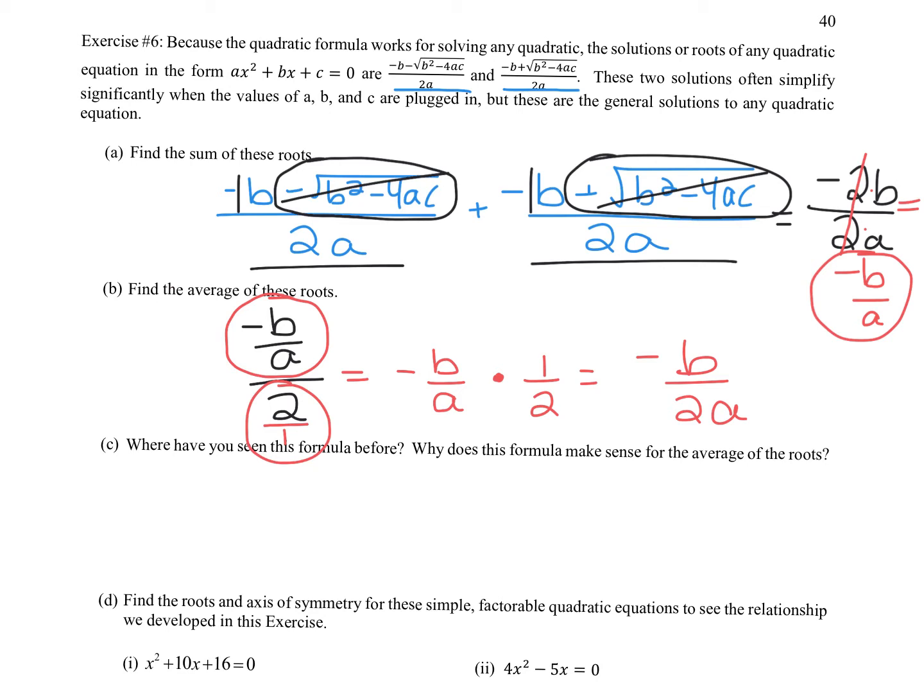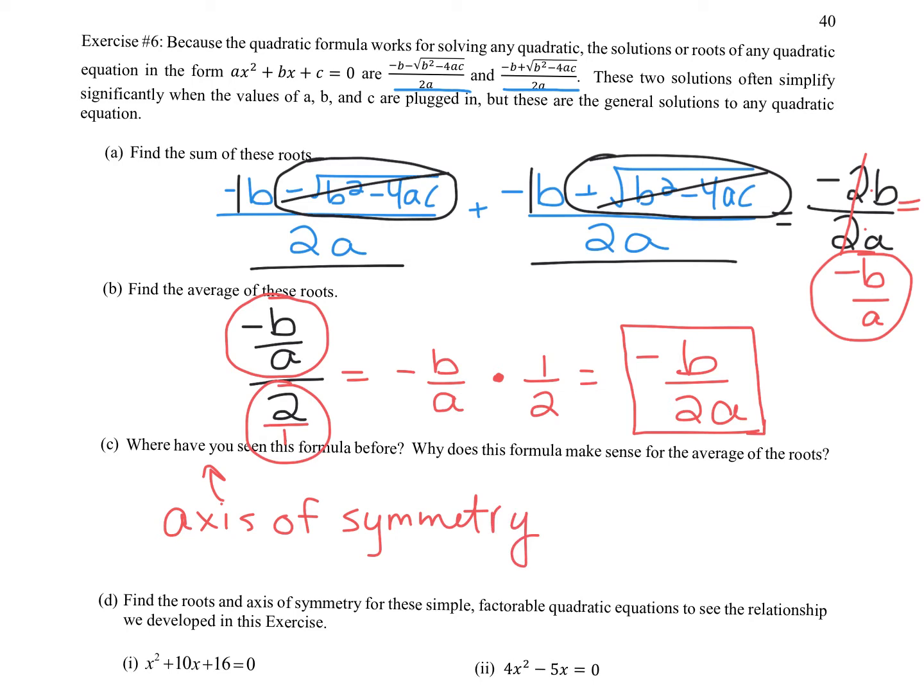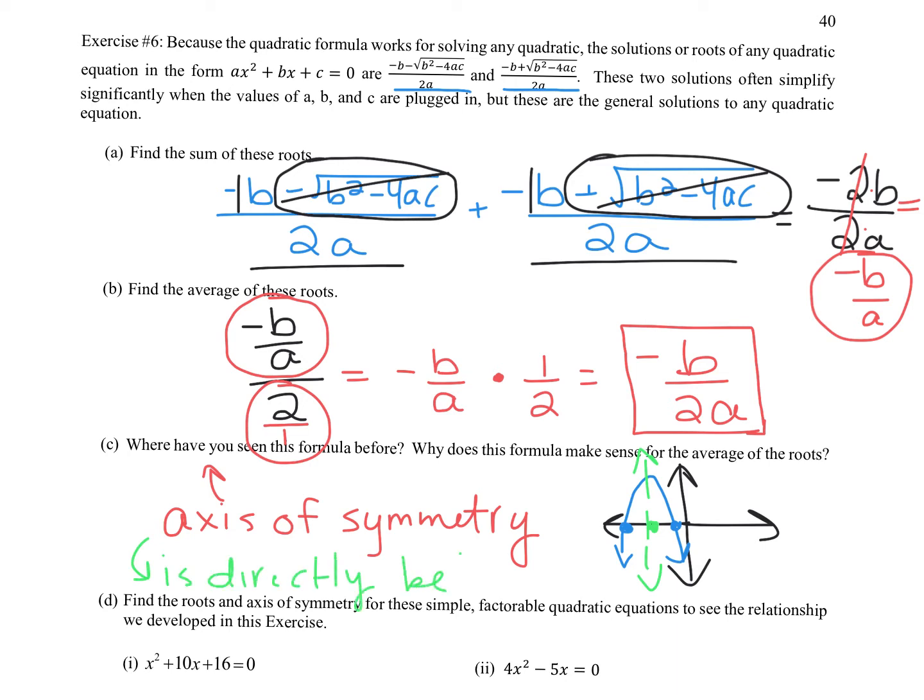So the question is, where have we seen this average formula before? And why does this formula make sense for the average of the roots? So hopefully you noticed from earlier in the unit that this is the formula for the axis of symmetry. And if we draw a little graph, you can draw any quadratic that crosses the x-axis anywhere you want. So if these are my two roots, the axis of symmetry is always the average of them, right? It's directly in the middle, and that's part of its symmetry. So it makes sense because the axis of symmetry is directly between the roots. As we go through the course, we try to find as many ways as algebraic formulas make sense with graphs, so this is just another way.